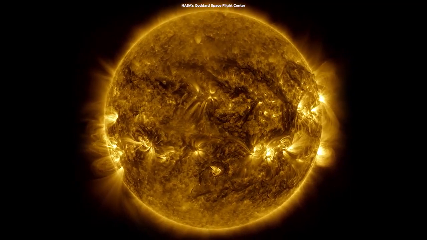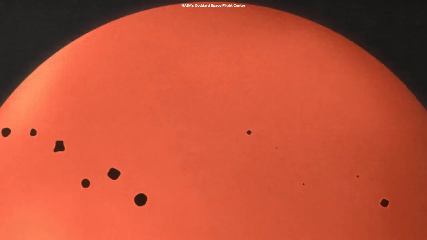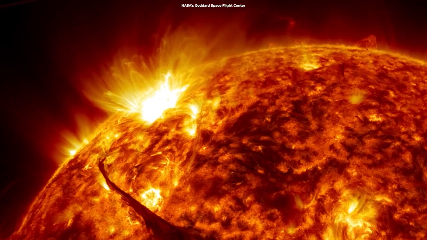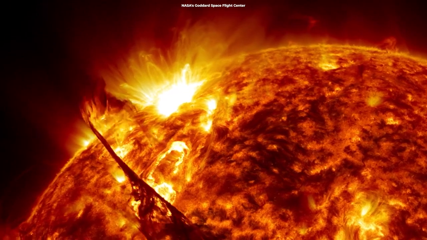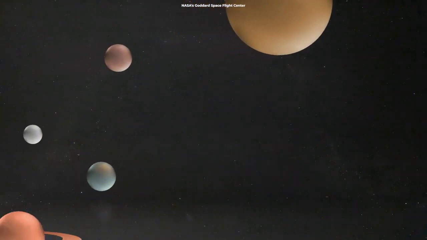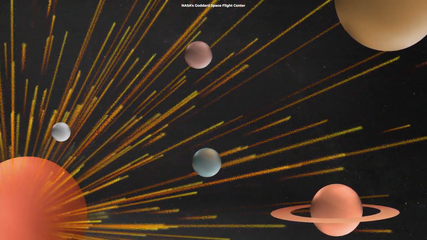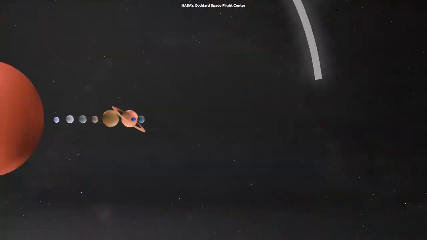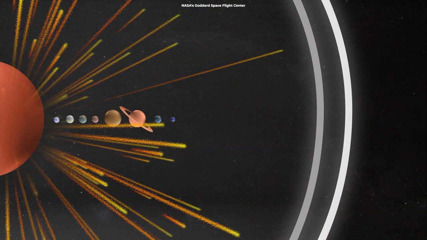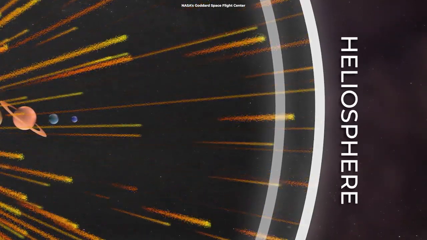The intensity and frequency of solar wind gusts are linked to the 11-year solar cycle. During solar maximum, when sunspot activity is high, the sun emits more intense solar wind and more frequent coronal mass ejections. This dynamic stream carries the sun's magnetic field outward, expanding its influence far beyond the planets until it encounters the interstellar medium, the matter between stars. And here, a grand cosmic boundary forms, the heliosphere.